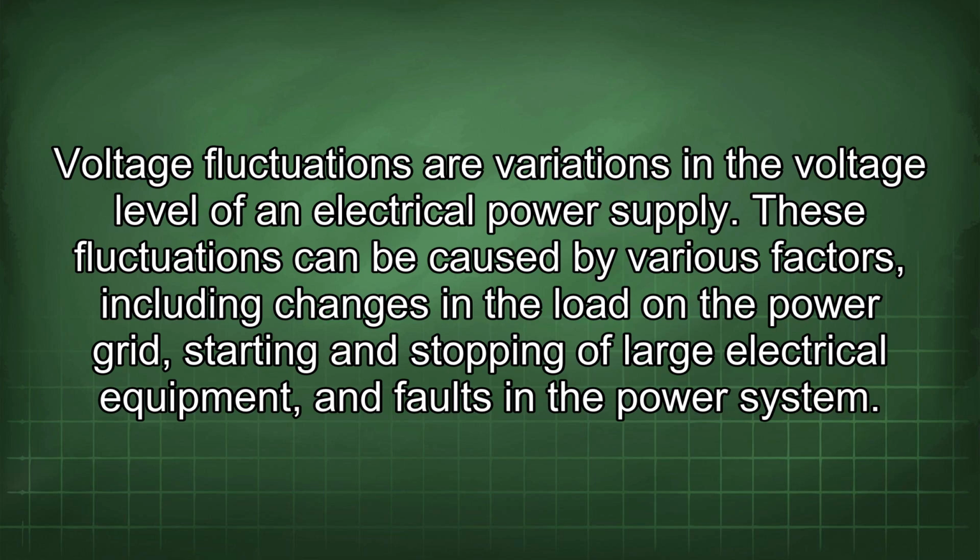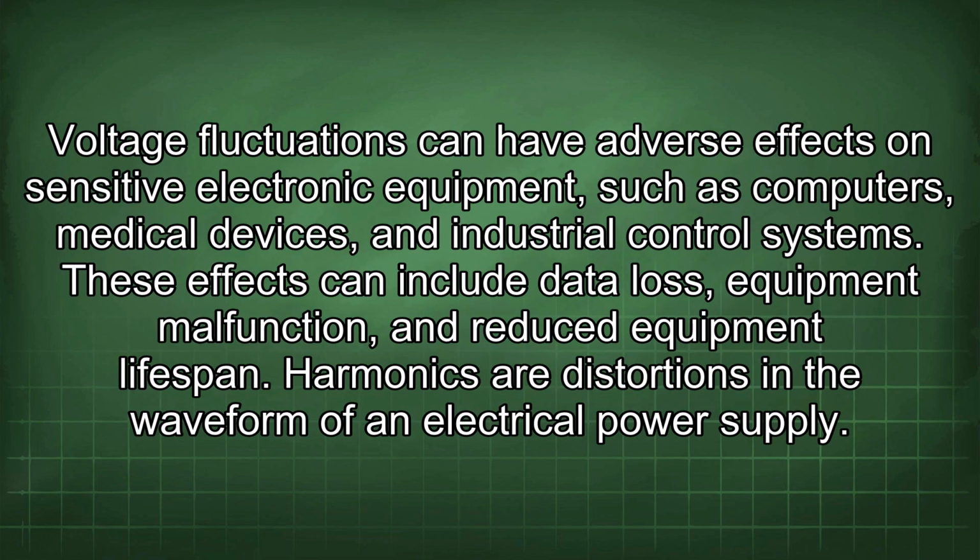Voltage fluctuations are variations in the voltage level of an electrical power supply. These fluctuations can be caused by various factors, including changes in the load on the power grid, starting and stopping of large electrical equipment, and faults in the power system. Voltage fluctuations can have adverse effects on sensitive electronic equipment, such as computers, medical devices, and industrial control systems. These effects can include data loss, equipment malfunction, and reduced equipment lifespan.